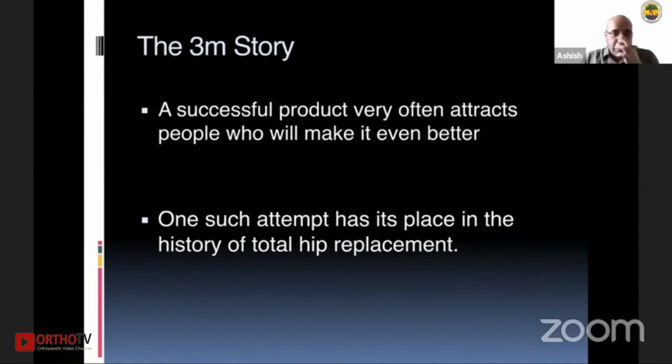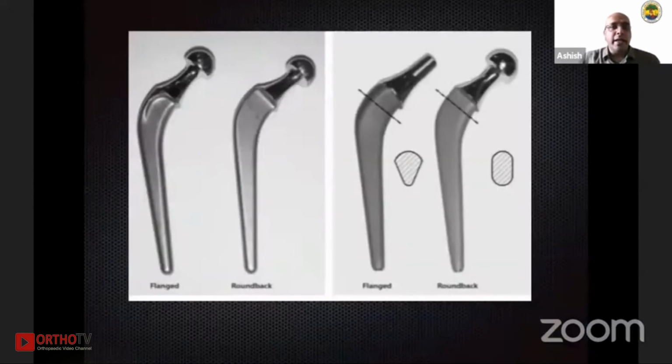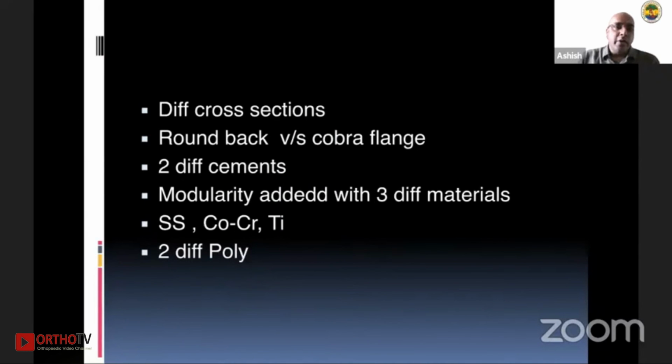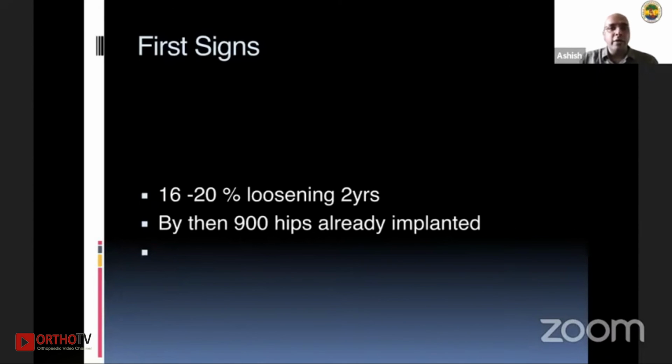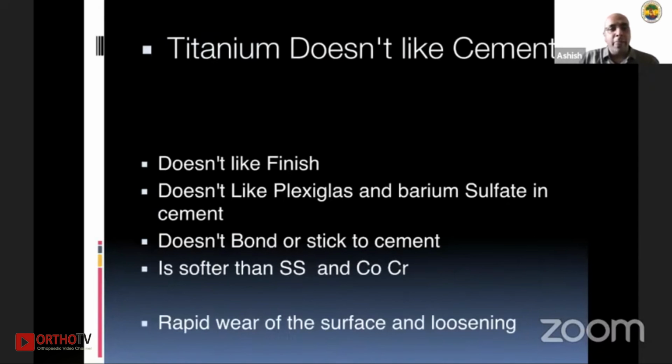There is a famous story of the 3M Capital hip, and in the interest of time, I'll just go through it, but everyone should be aware that 3M was a very popular company, and they just decided to copy the Charnley design as such while making certain changes which were not told to the surgeons. The most important change was they changed the stem from stainless steel or cobalt to a titanium stem, and they tried to introduce some more modularity in the stem for the benefit of the surgeons, but that boomeranged on them very badly, and they had a very high failure rate. So we came to know that titanium is not good for the cemented hips. It was a softer sort of stem, so it used to abrade very easily. It doesn't stick to the cement, and there was a rapid wear and loosening.